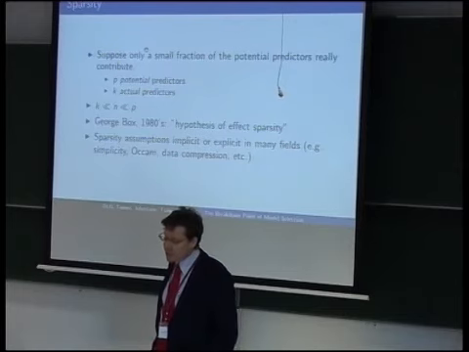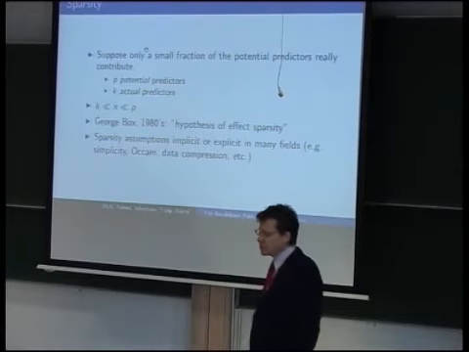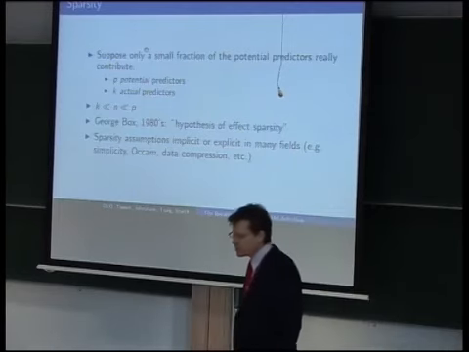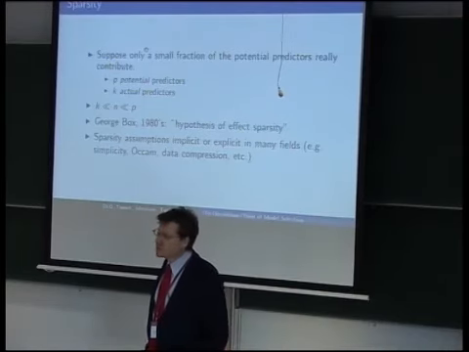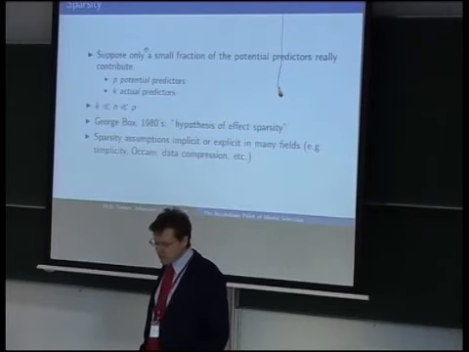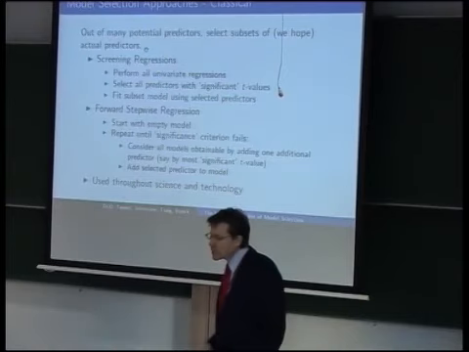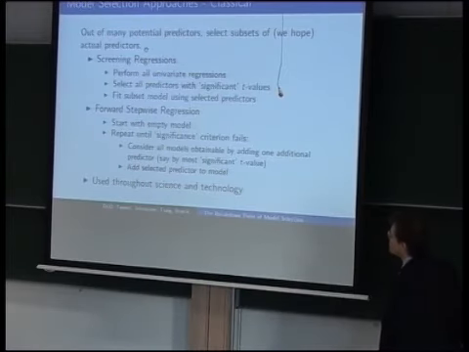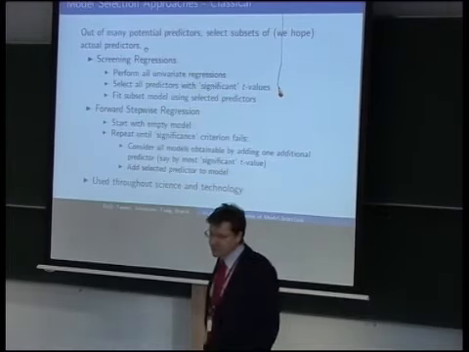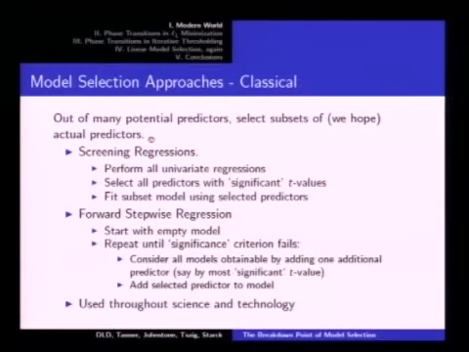When people talk about wanting the simplest model, they talk about using Occam's razor, they talk about using data compression, and other things. They're in some way appealing to sparsity, either in an explicit or implicit form. Classically, model selection is the natural thing to do when you have a situation of sparsity. Out of the many potential predictors, you select subsets of what you think are the actual predictors.